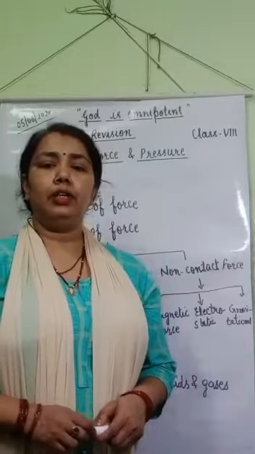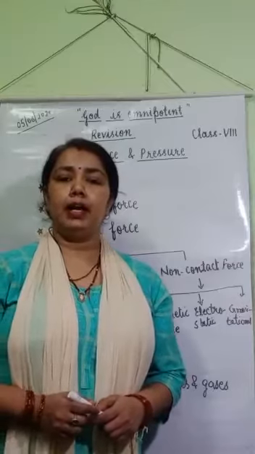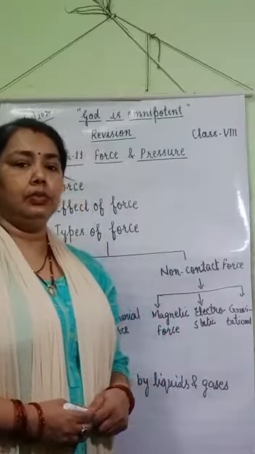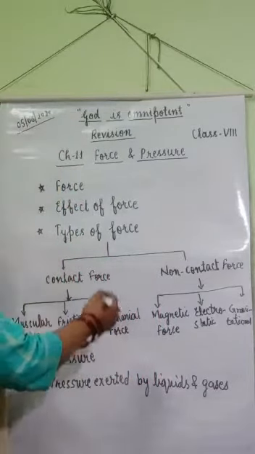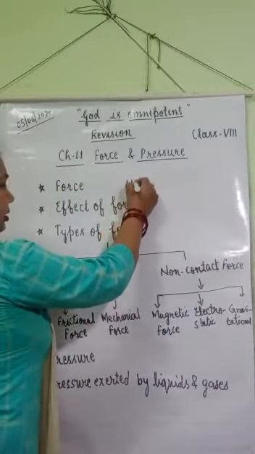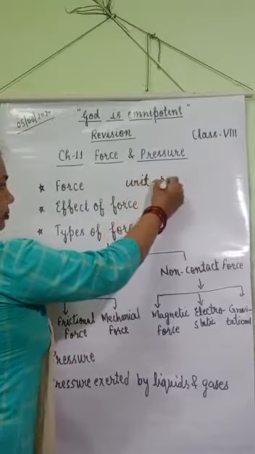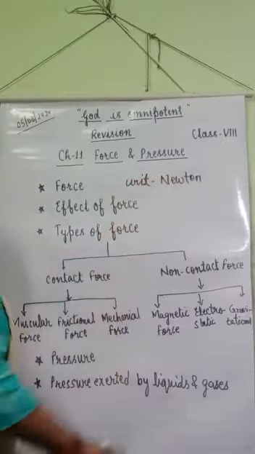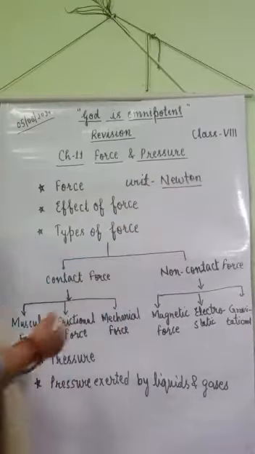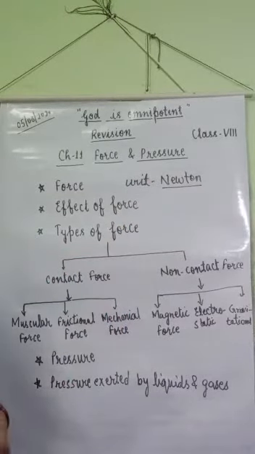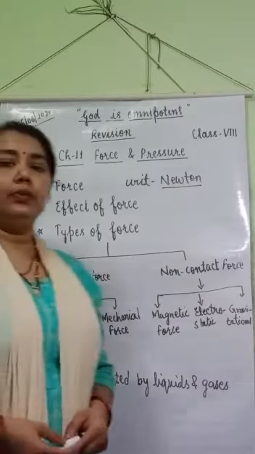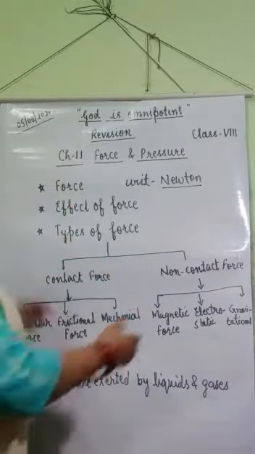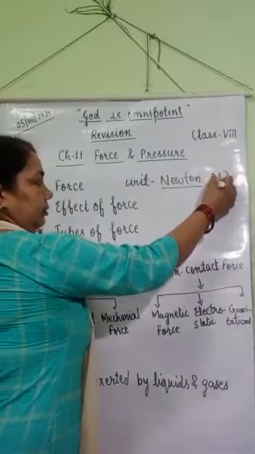Force applied on an object may be large or small. It can be measured in magnitude, and its unit is Newton. Unit of force is Newton. It means force can be expressed in Newton. It is denoted by capital N.